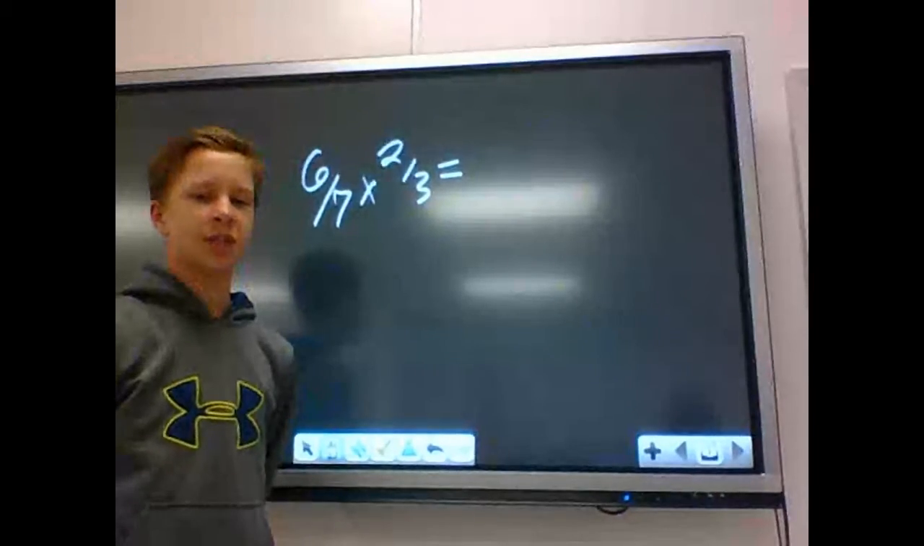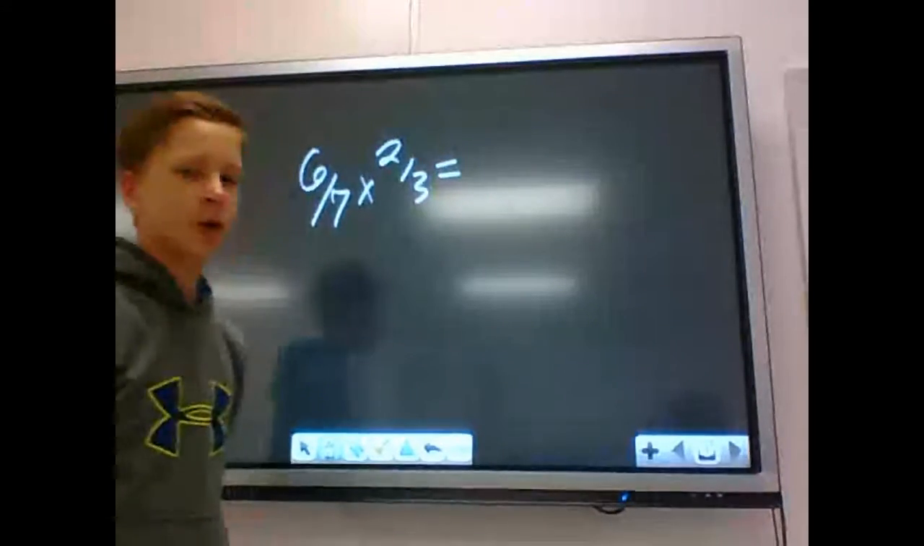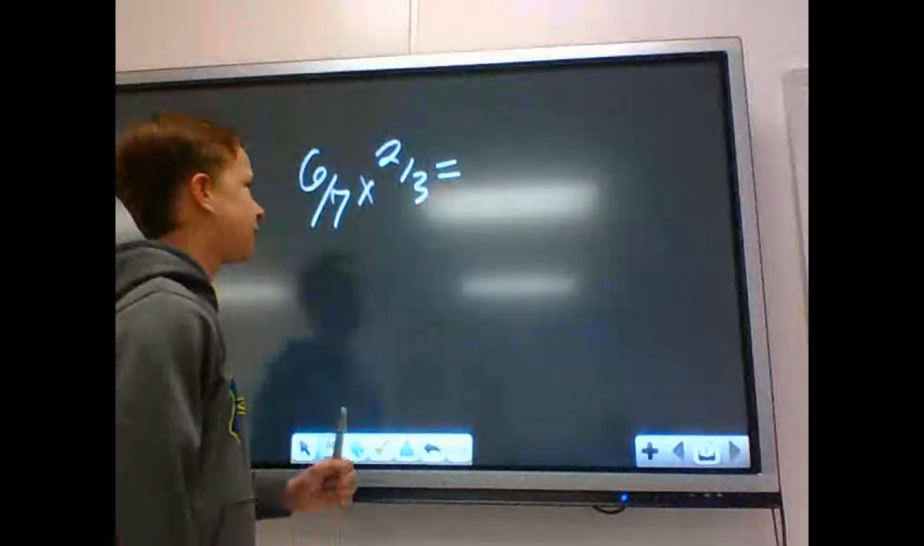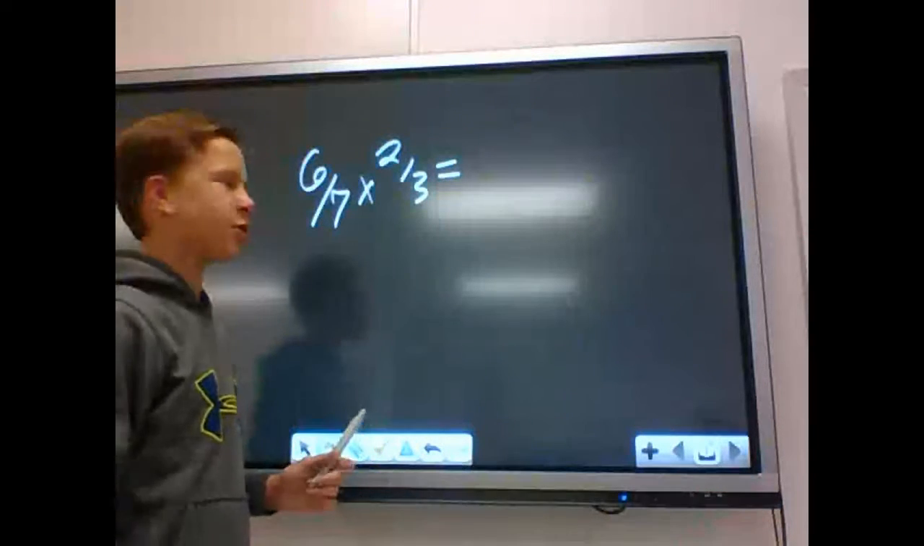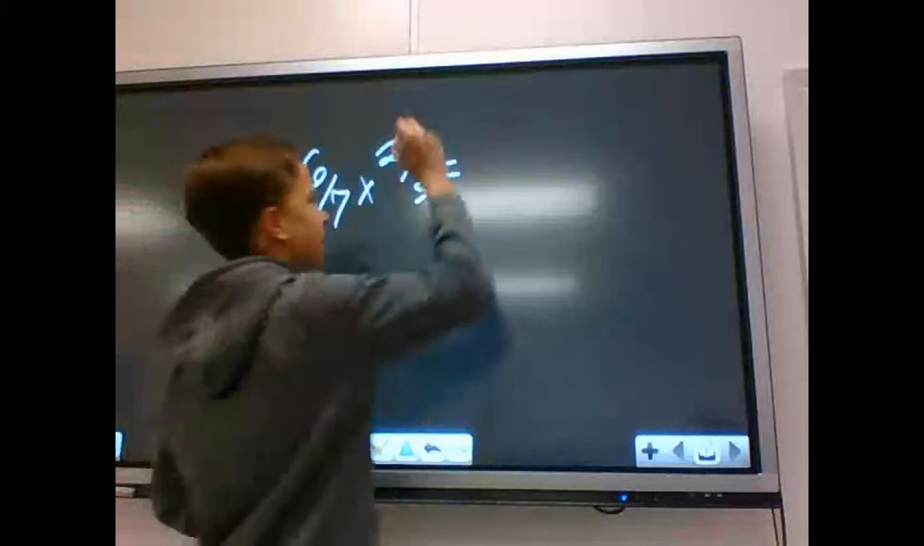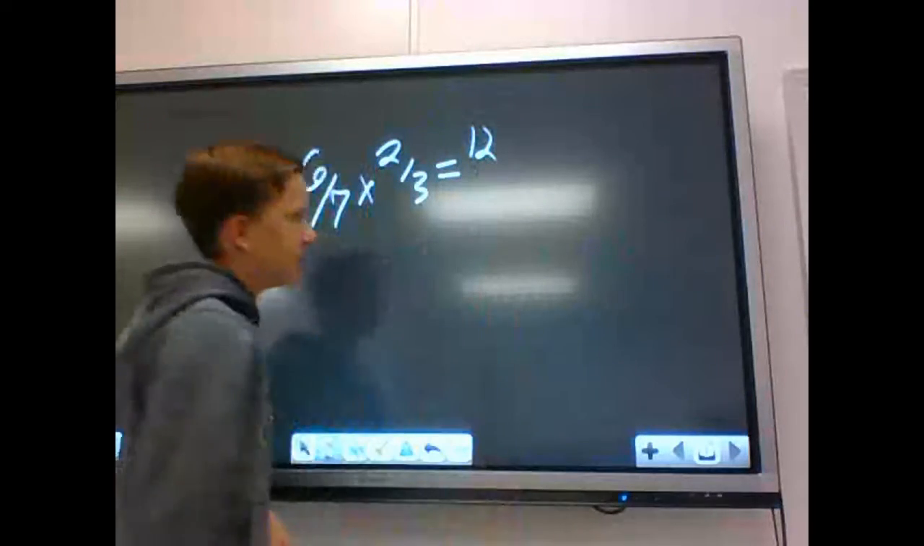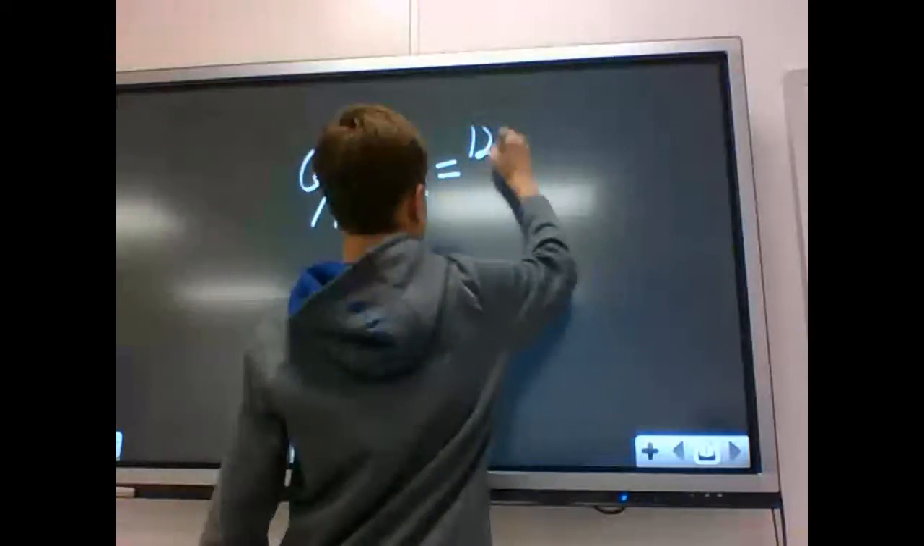Now we are going to do examples of multiplication. First, we see if they can be simplified. These fractions cannot be simplified. So now we just go straight to the multiplying. 6 times 2 is 12. 7 times 3 is 21.